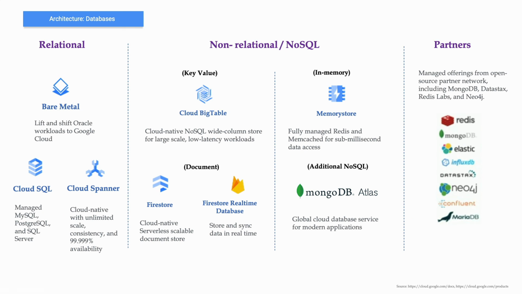Now, apart from that, you have a lot of partner solutions. From the open source partner network, basically something like MongoDB, so not MongoDB Atlas, but just MongoDB itself, DataStax for Cassandra, Redis Labs, Neo4j, MariaDB, even Elasticsearch. So Google has a very integrated way of offering partner capabilities, and these are the examples. Now with this, let's dig deeper into each one of these databases and understand their use cases and their architecture.